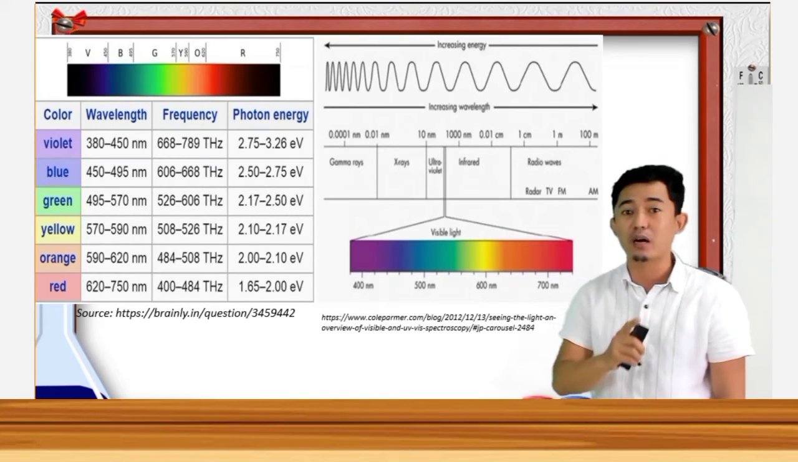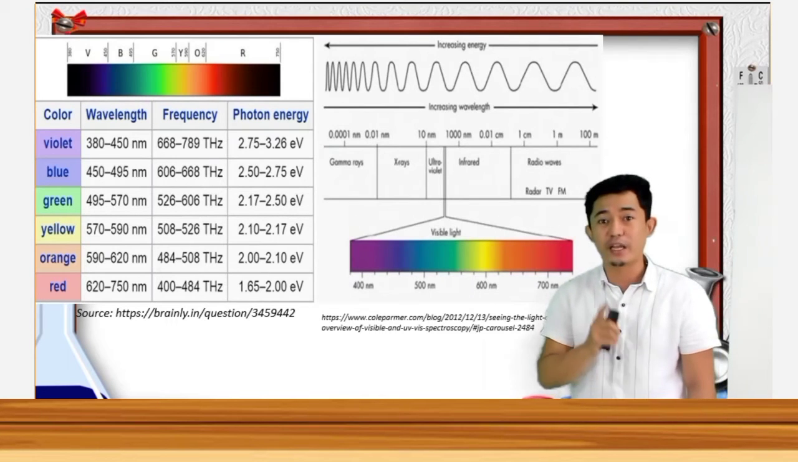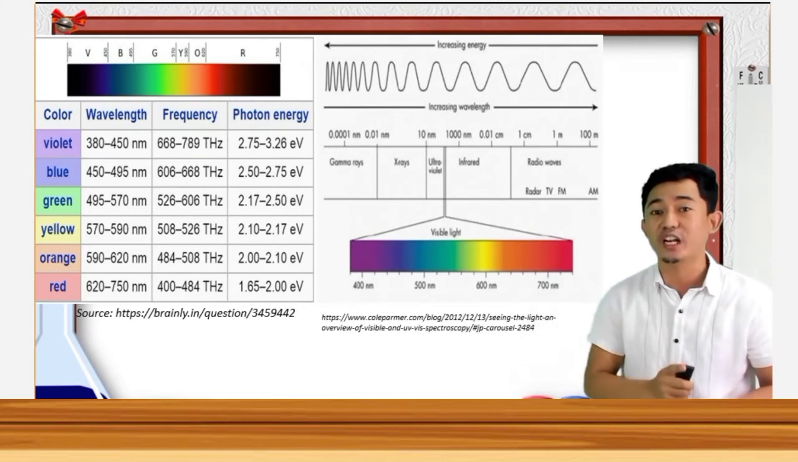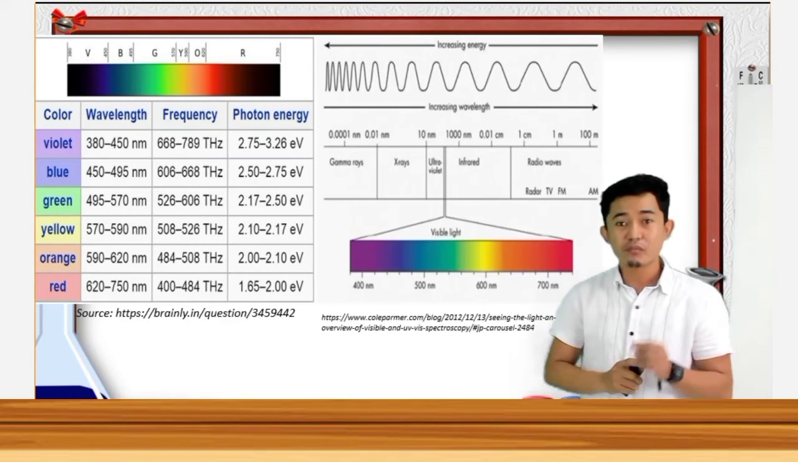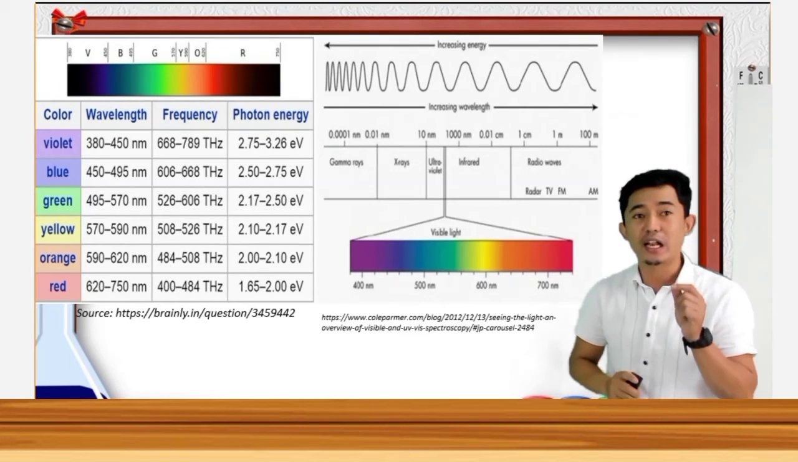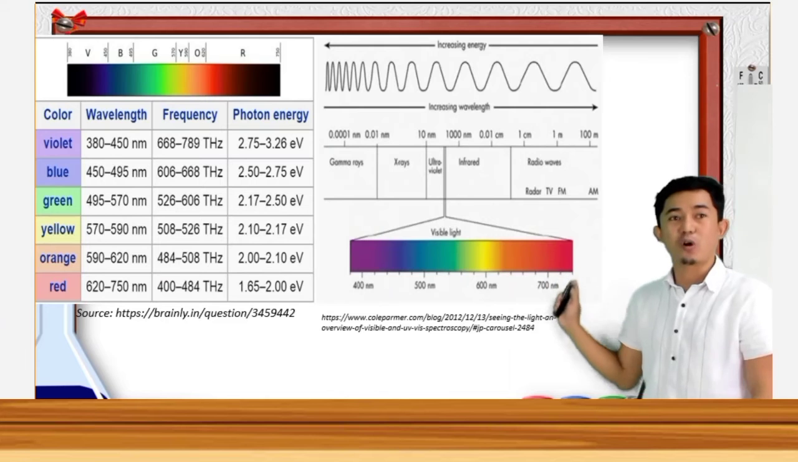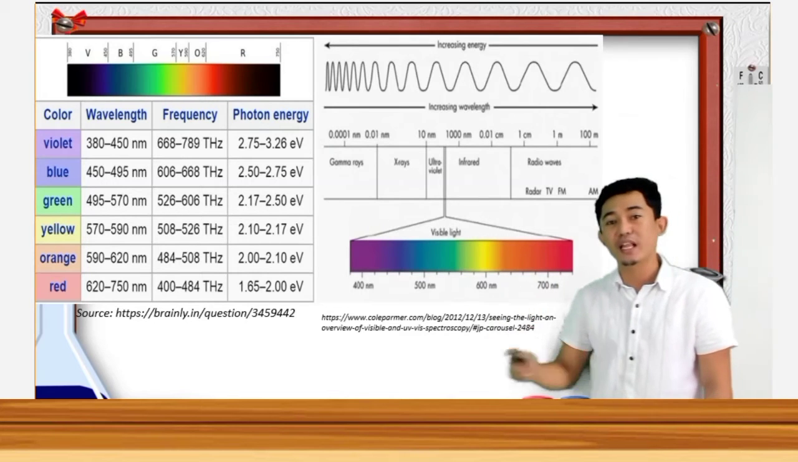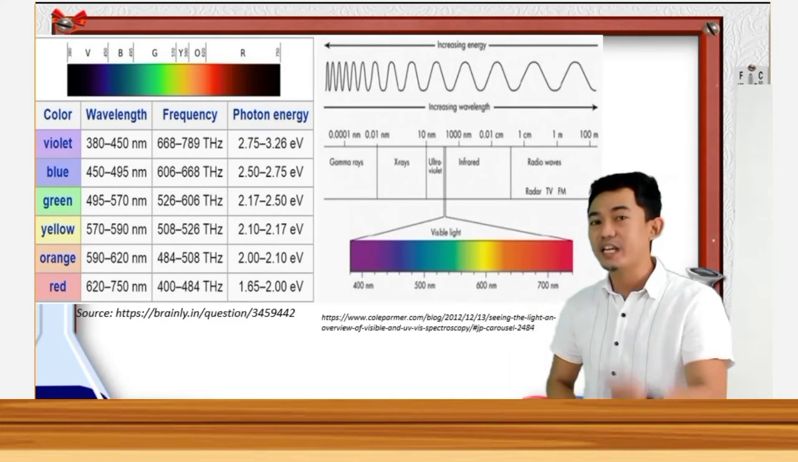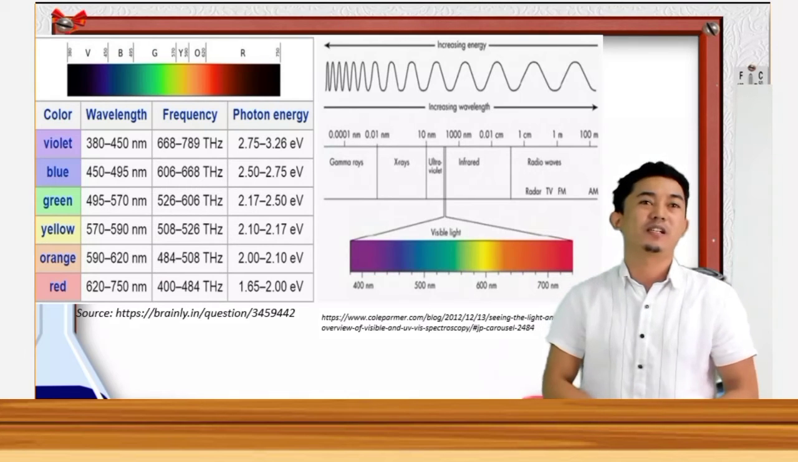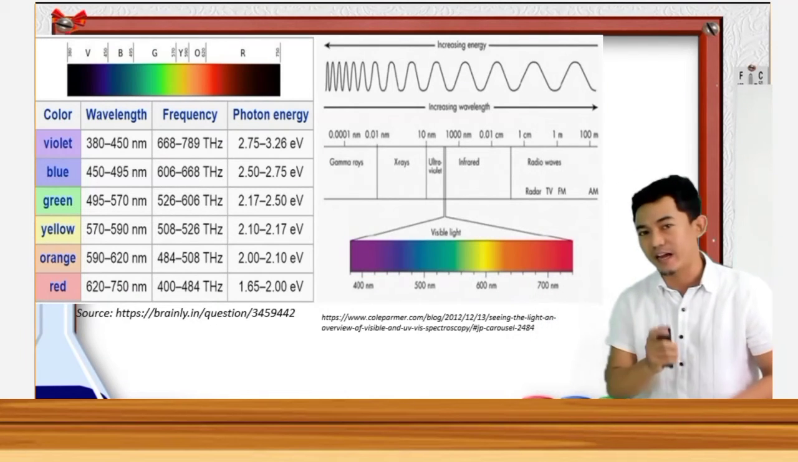Do you still remember our objectives? Explain the hierarchy of colors in relation to the energy of visible light. So each color, class, has its own energy, frequency, and wavelength. So do not forget that.